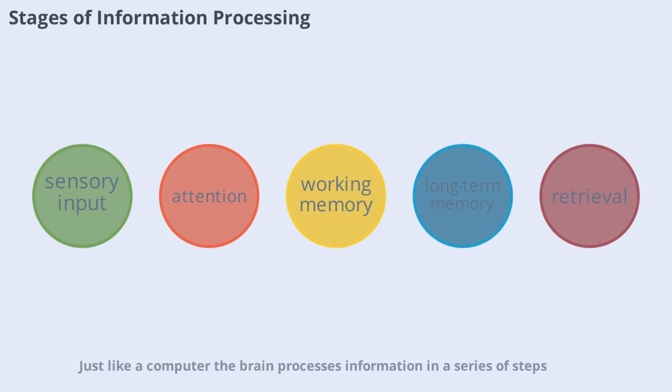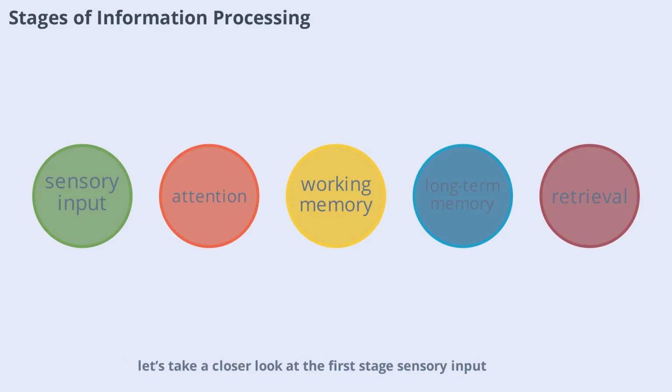Like a computer, the brain processes information in a series of steps. These include sensory input, attention, working memory, long-term storage, and retrieval. If any stage doesn't work properly, learning becomes difficult. Educational therapists pay close attention to these steps to identify where a student might be struggling. By understanding each stage, we can better support learners and help them overcome challenges.